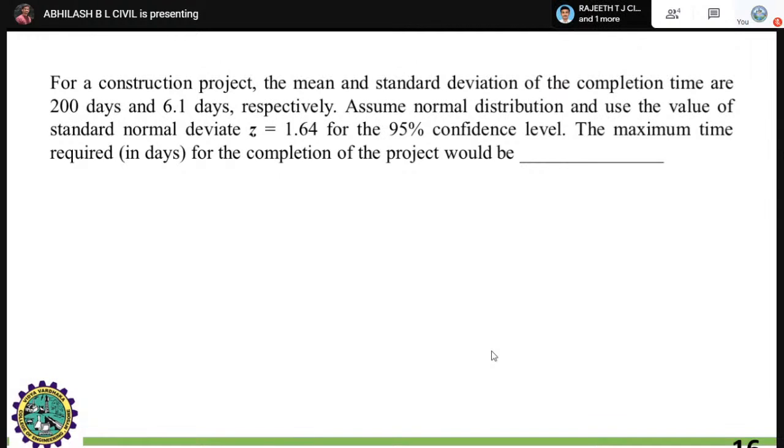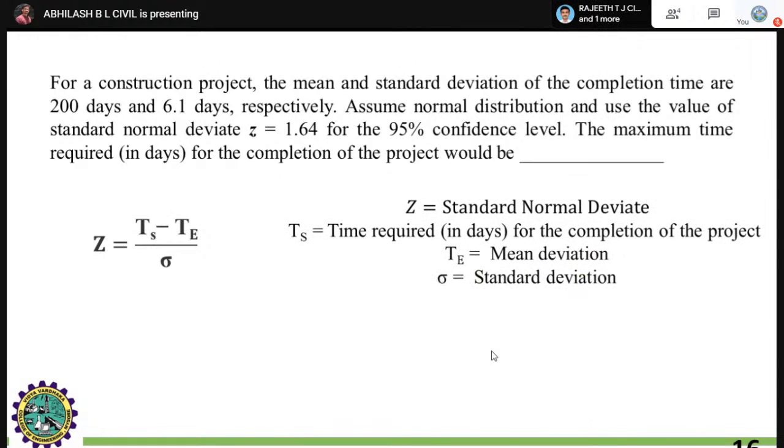The maximum time required in days for the completion of the project, how will you calculate it? This is the formula: z equals (ts minus te) by sigma, where z gives the standard normal deviate, which is already given as 1.64, ts is the time required in days for the completion of the particular project, te is the mean, and sigma is the standard deviation. Here they have asked the maximum time required in days for the completion of the project, that is ts.